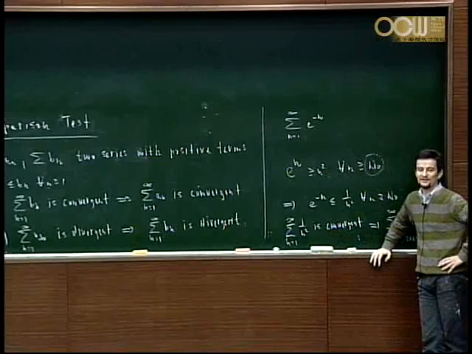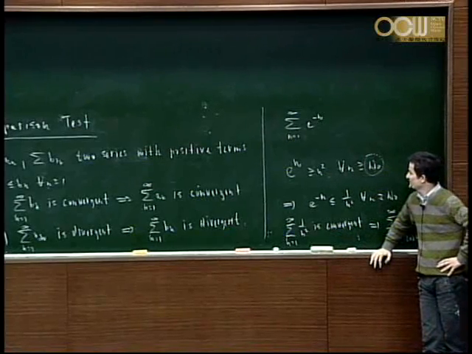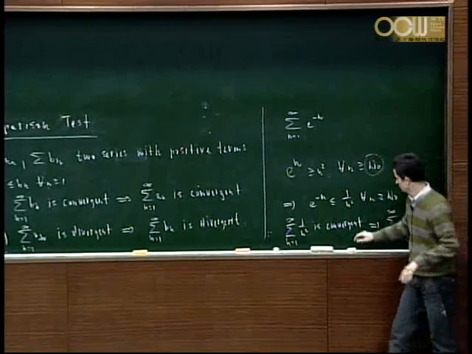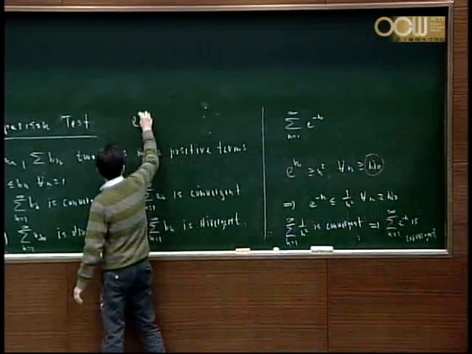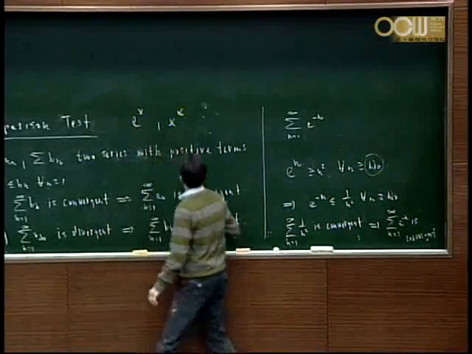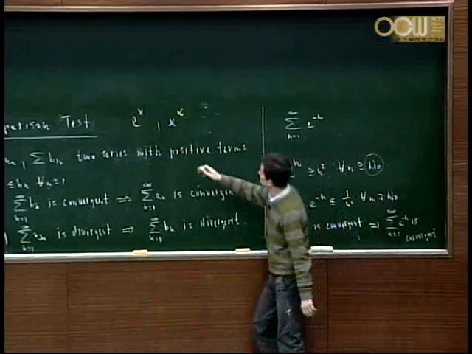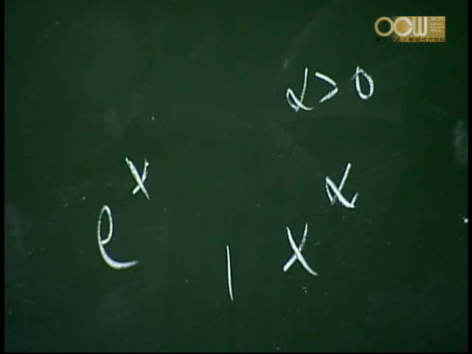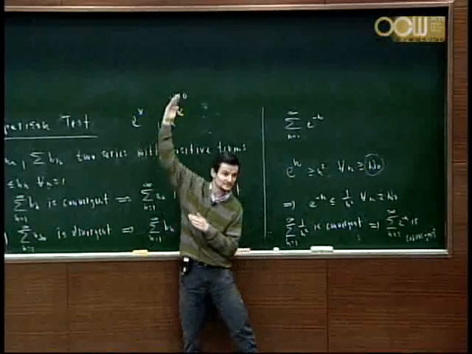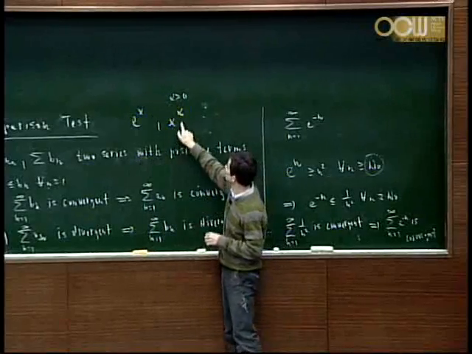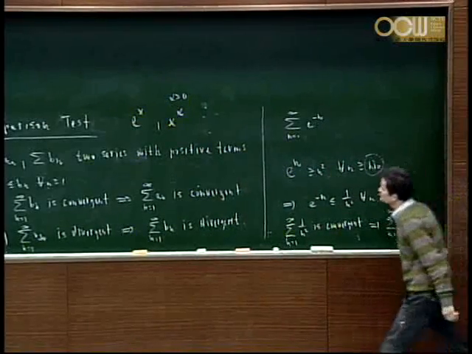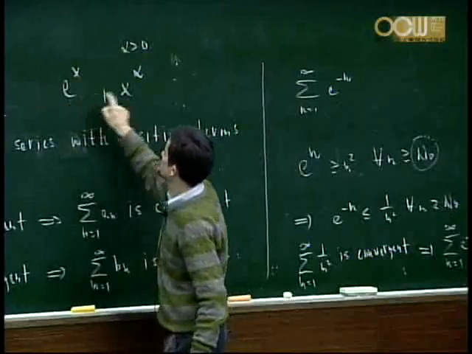Actually, last semester we discussed the growth of this function, e to the x, compared to the growth of a power function. This is a good question, because maybe we should recall this. If you compare these two functions, where alpha is larger than 0, as x tends to infinity, we know that e to the x tends to infinity. And x to the alpha as x tends to infinity also tends to infinity. But we know that actually the growth of e to the x is much faster than this one.